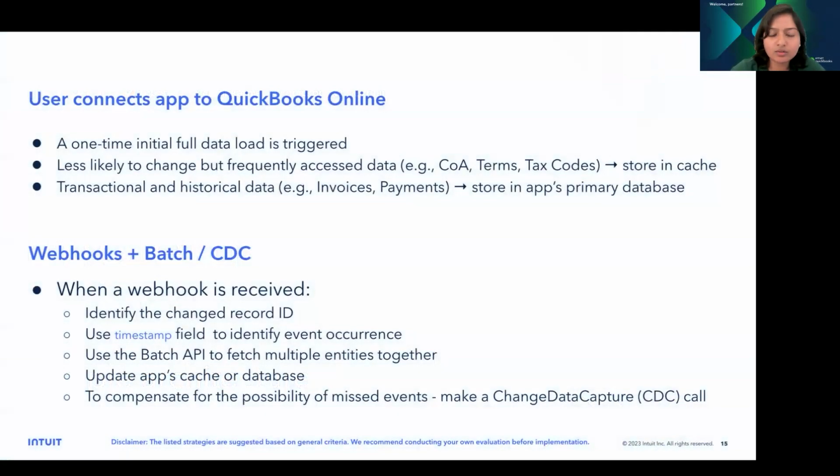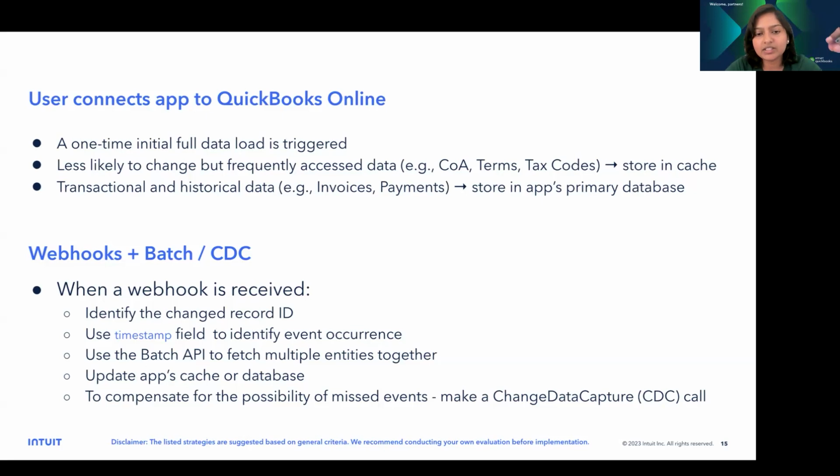So let's say a user connects the app to QuickBooks Online. You initially do one full data load, and one possible strategy you could use is that the data that's frequently accessed, you store in the cache, and then transactional data such as invoices and payments, you can store in the primary database. That's just one strategy. It depends on you. You can store everything in your primary database or everything in cache, but these are some things you can do.